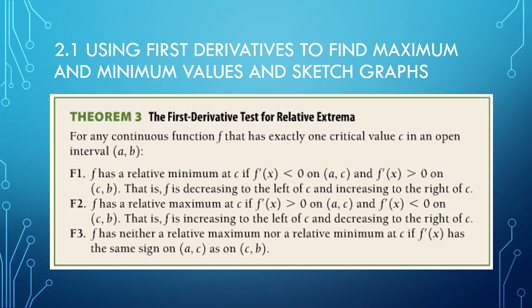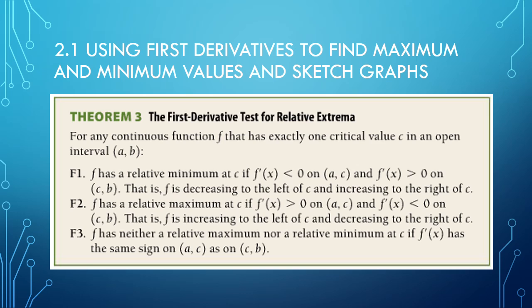So that gives us Theorem 3. Theorem 3 says that if you have a continuous function that has exactly one critical value in an interval, not over the whole function, but in an interval. It says that, first of all, the function has a relative minimum if the derivative is negative on AC and it is positive on CB.